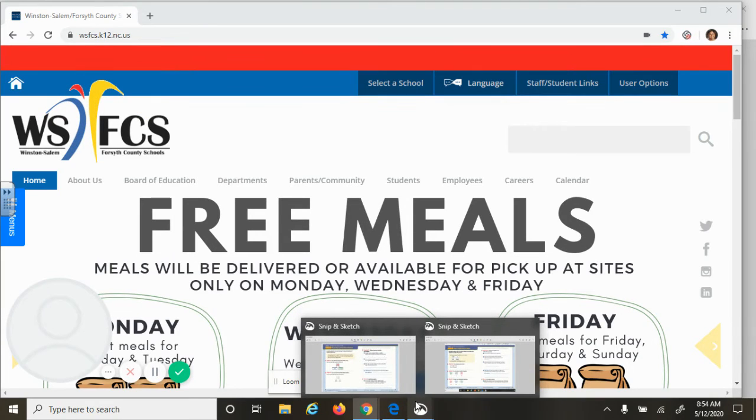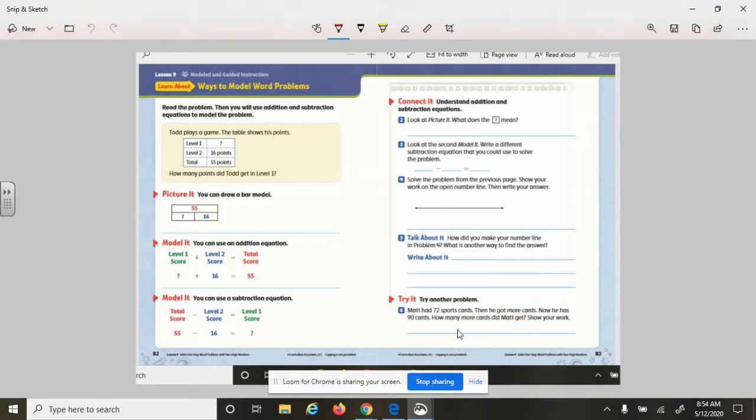This morning I'm going to be helping you out with your math. You have pages 82, 83, 84, and 85 that you're working on, and we're looking at ways that we can model word problems using two-digit numbers. So we're going to be doing one-step problems with two-digit numbers.